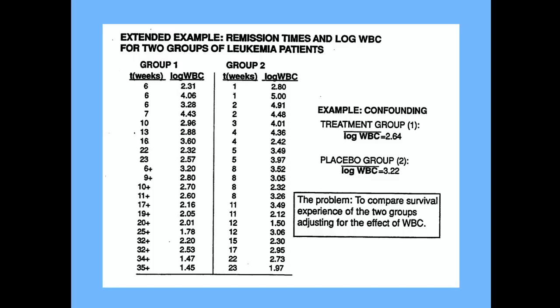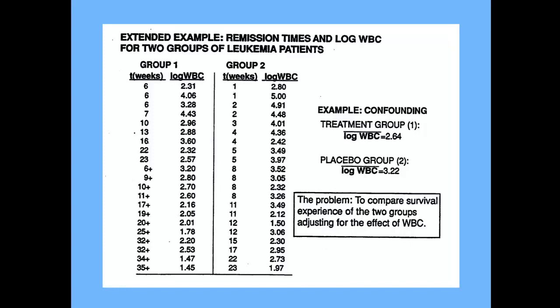Because log white blood cell count is a known risk factor for leukemia outcome. So if the white blood cell count is high, that's bad, right? Or the log white blood cell count. Now, in this case, people have decided log white blood cell count is a better measure of that. So I've expanded the data, I've extended the example. We still want to compare groups 1 and 2. But we want to control for the fact that there's a variable that's maybe a confounder, or maybe even an effect modifier, white blood cell count, or the log of white blood cell count.